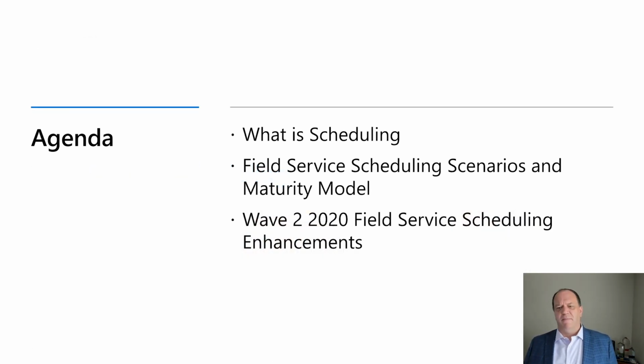We're going to talk a little bit today about really three things. One is, what is scheduling? What does scheduling look like? What does Microsoft think about scheduling? What are the scenarios we see, and what is the maturity model of how people schedule? And then last but not least, we're going to go into what our October release, or what we call Wave 2, service scheduling enhancements really are, with some phenomenal demos for those.